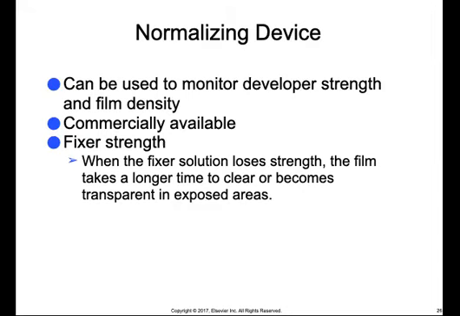As we discussed in chapter 9, the fixer solution removes the unexposed silver halide crystals on the film, which results in clear areas on the processed dental image. When the fixer loses strength, the film takes a long time to clear or become transparent in those unexposed areas. When the fixer solution is at full strength, the film should clear within about 2 minutes without agitation, without having to shake it. So we'll want to perform what's called a clearing test to check for this clearness.